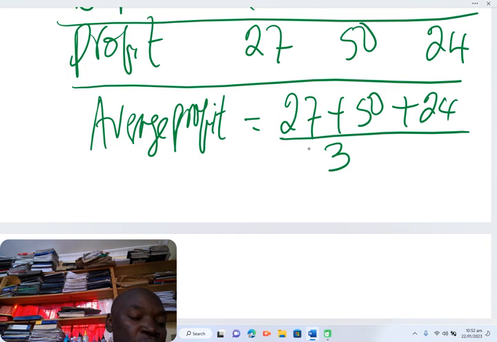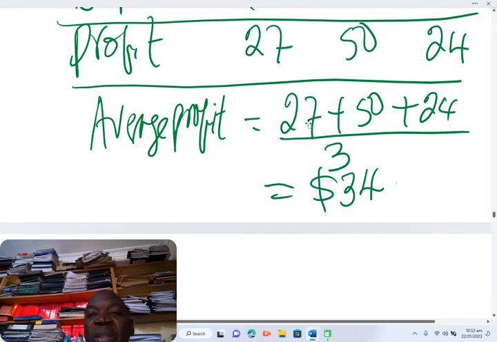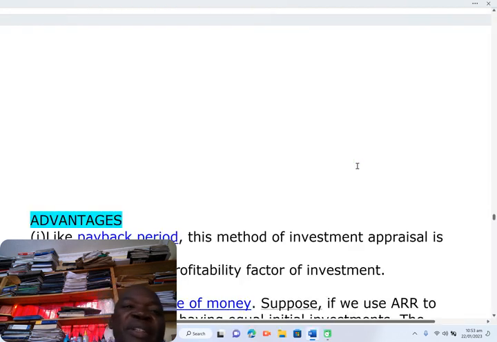So 27 plus 50 plus 24. So we have $34 million in average profit. Now we need average investment.